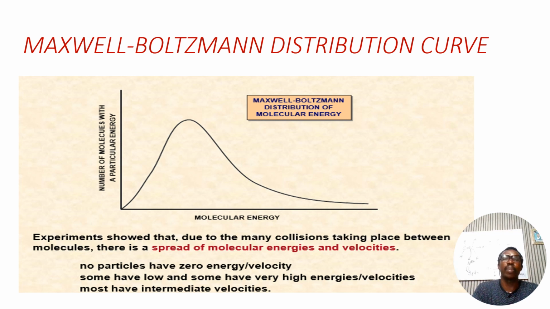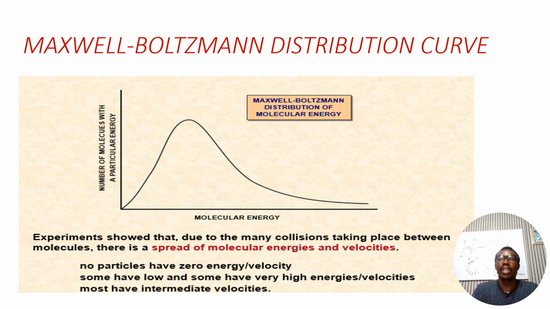Before us is the Maxwell-Boltzmann distribution curve, the distribution of molecular energy, which is a graph of the number of molecules with a particular energy on the vertical axis and molecular energy on the horizontal axis. Experiments show that due to many collisions taking place between molecules, there's a spread of molecular energies and velocities. From our previous lecture, for any chemical reaction to take place, there must be collision between the reactant particles. The collision must generate energy equal to or more than the activation energy. So there's always a spread of molecular energies and velocities.